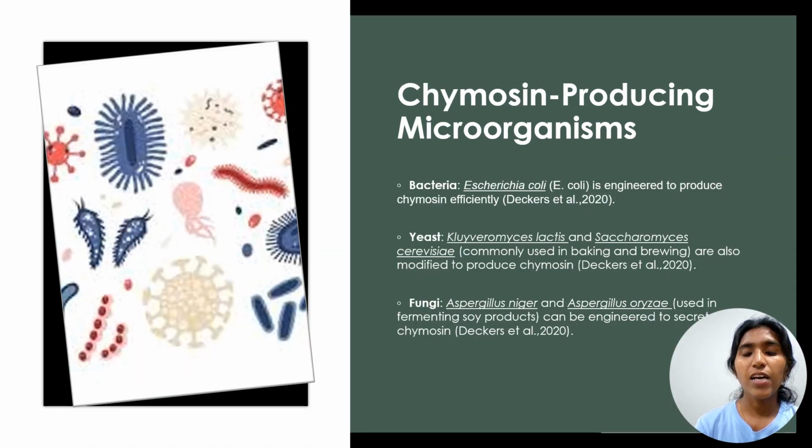Now we can discuss how this is produced. Traditionally, chymosin was extracted from the stomachs of calves, but now through genetic engineering, we can produce it using various organisms like bacteria, yeast, and fungi. Escherichia coli is the basic bacterium engineered to produce chymosin effectively due to its rapid growth and high yield. Some yeasts like Kluyveromyces lactis and Saccharomyces cerevisiae are also used in the production of chymosin, and they offer more controlled production processes.